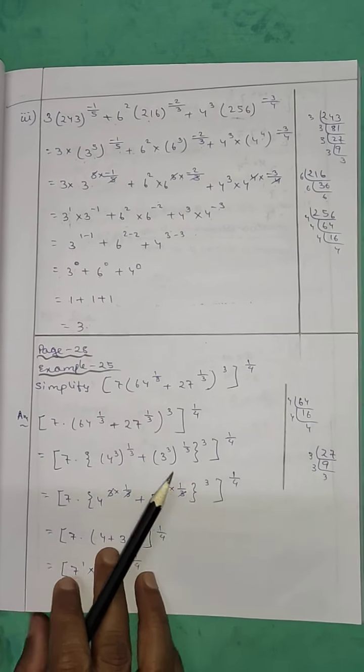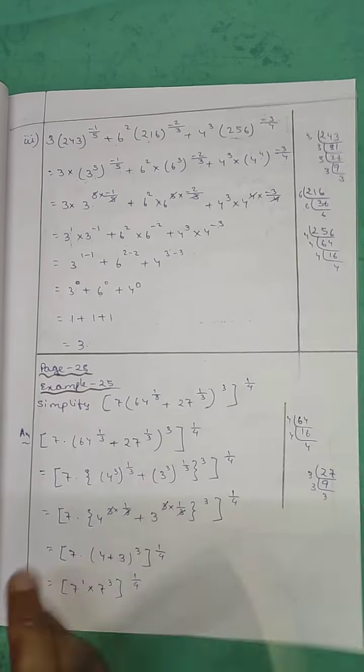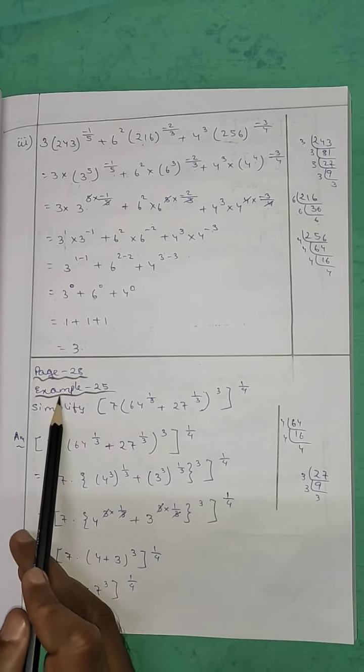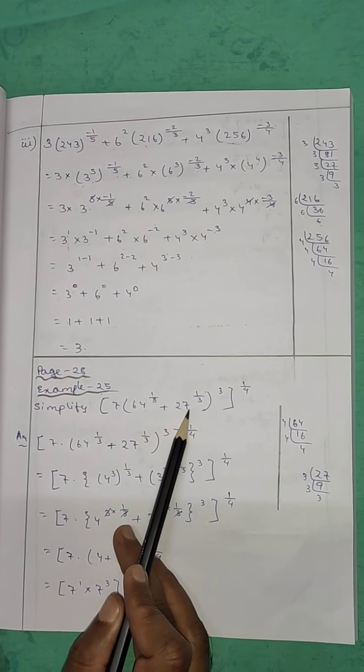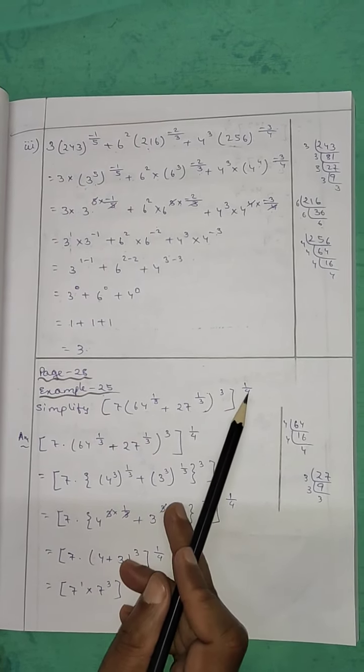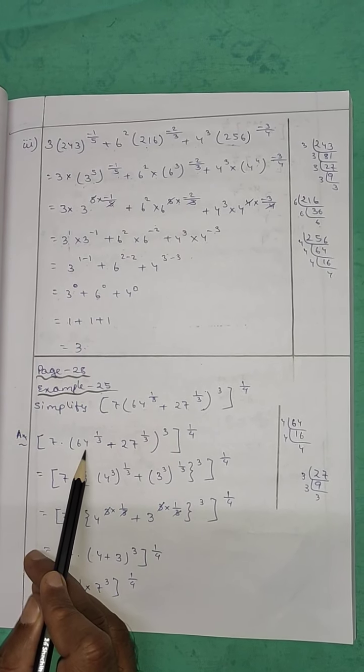With this, exercise 1.6 is completed. Now the last example which I am going to teach, that is page number 28, example 25. Simplify 7 into this to the power 3 whole to the power 1 by 4. So 64, find the factors by 4 only.